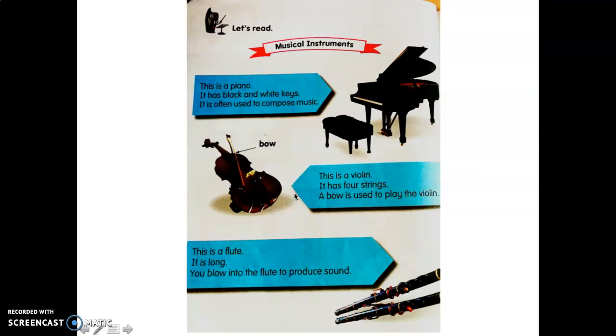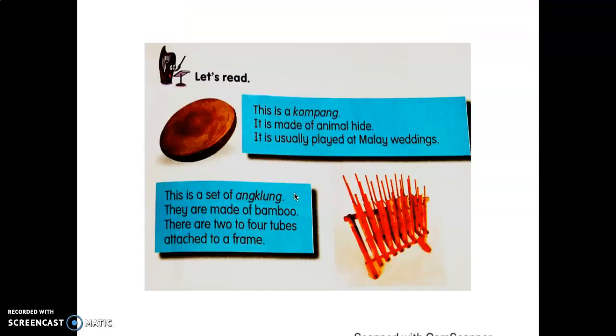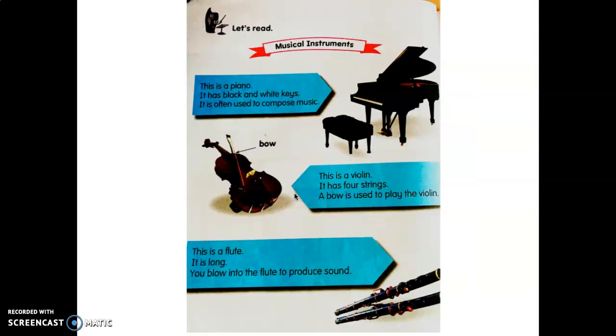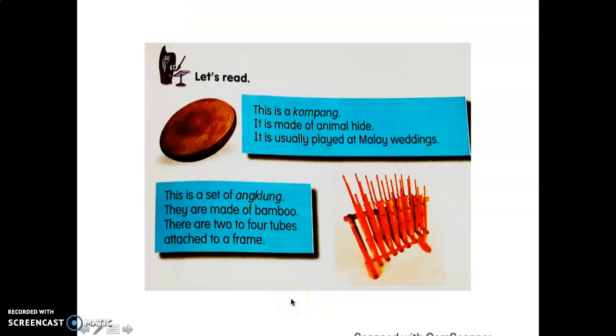Okay, terdapat 5. Okay, there are 5 musical instrument yang kamu pelajari. Okay, ada 5 musical instrument, alat muzik yang kamu kenali pada hari ini. Piano, violin, flute, kompang, and angklung. Cikgu harap murid boleh faham apa yang telah diterangkan sebentar tadi.